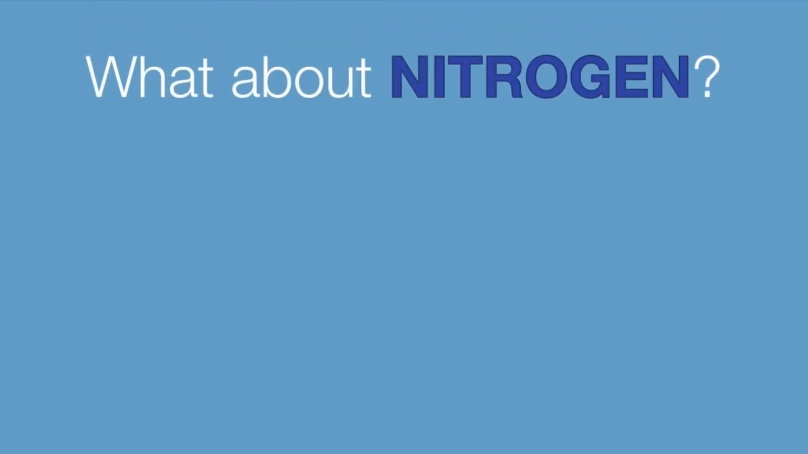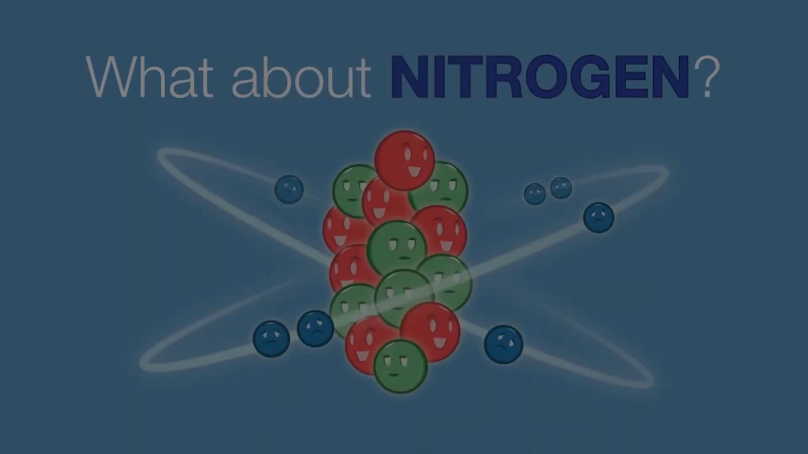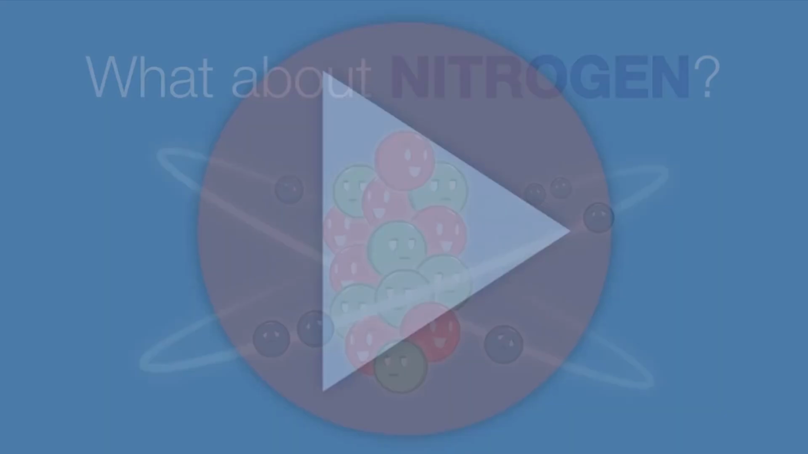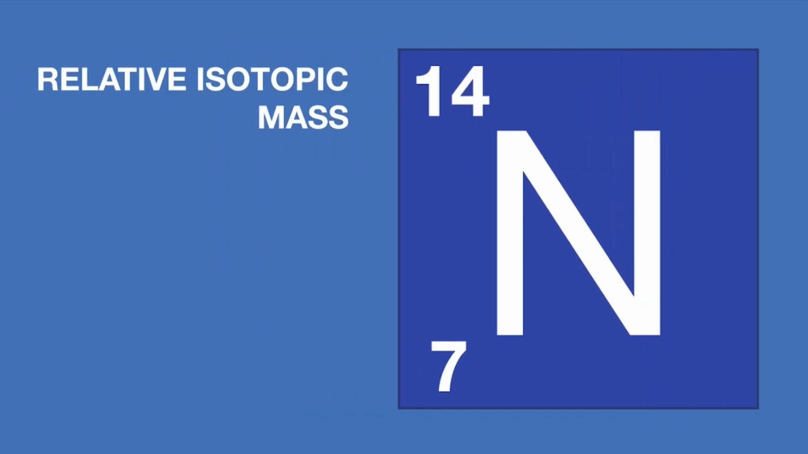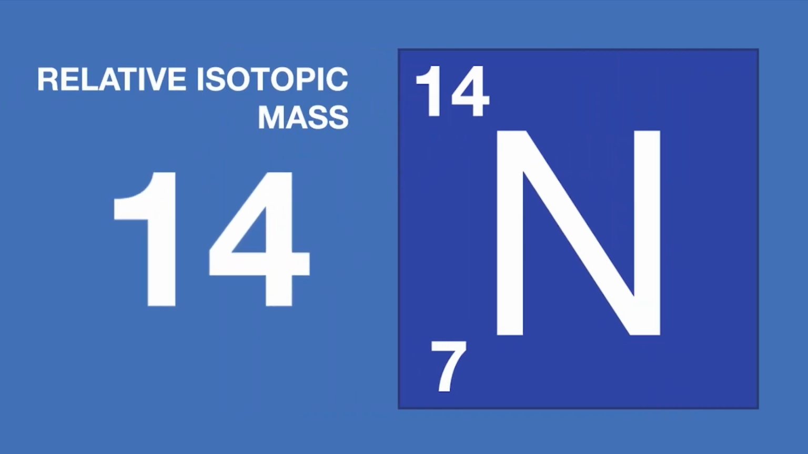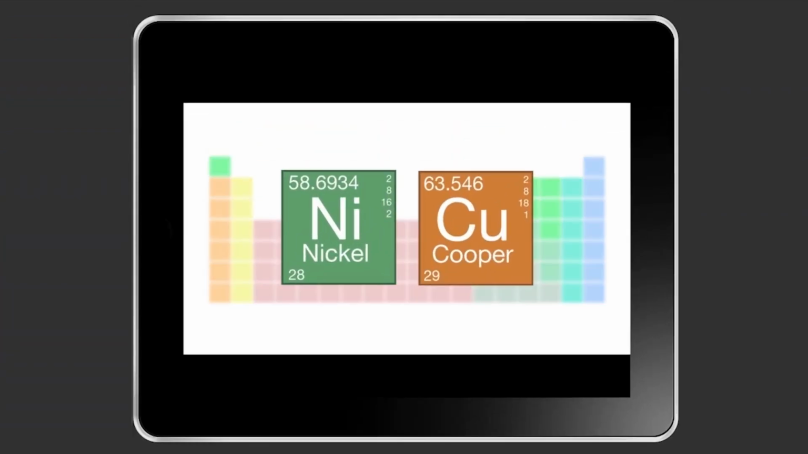What about nitrogen? Here's the atom. Now pause the video while you work it out. All we need to do is look up the mass number for nitrogen. It's 14, which means the relative isotopic mass of the nitrogen atom is 14.